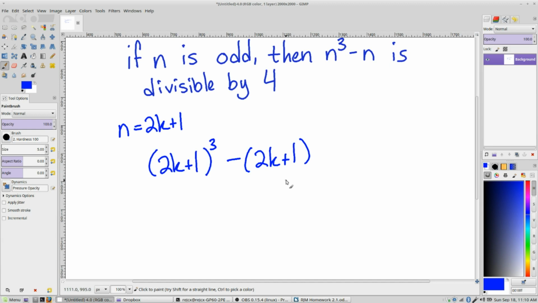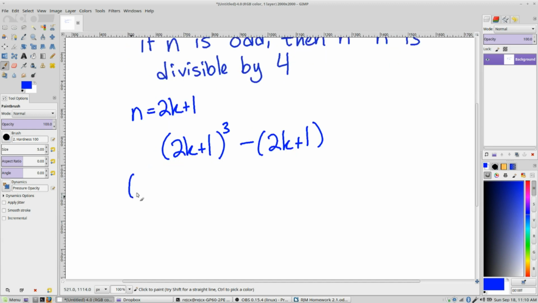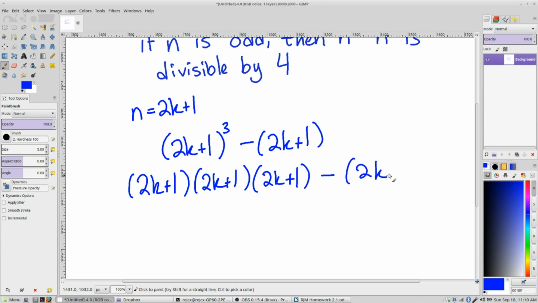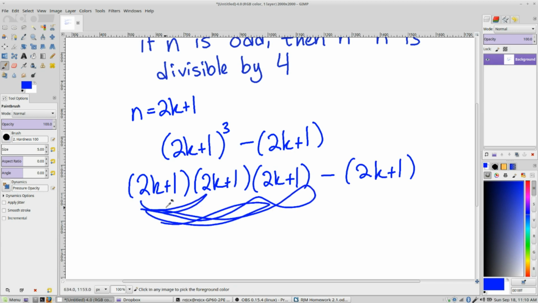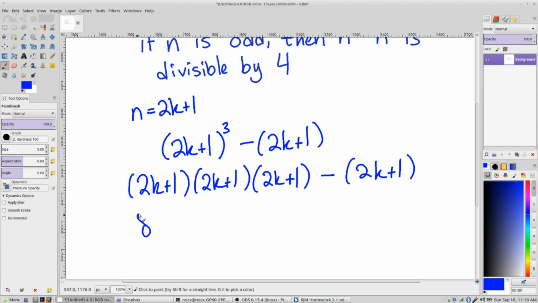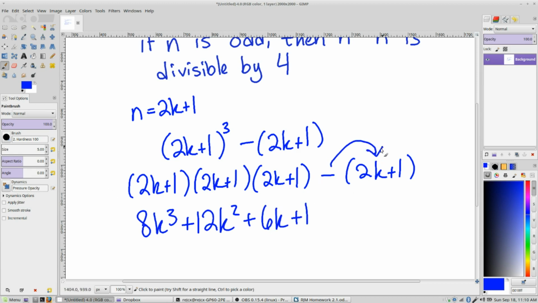So if we end up multiplying this out, we'll get 2k plus 1, 2k plus 1, 2k plus 1, and then minus 2k plus 1. Now, if we did the FOIL on all of this, we should end up with something like 8k cubed plus 12k squared plus 6k plus 1 for this whole part, and then let's distribute this negative sign. So then we'd have minus 2k minus 1.